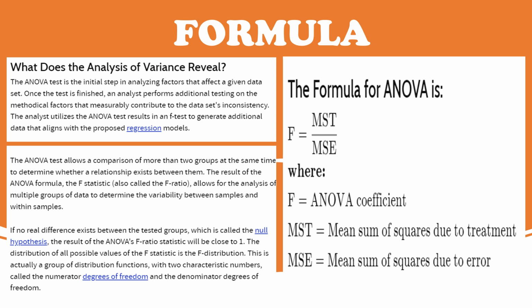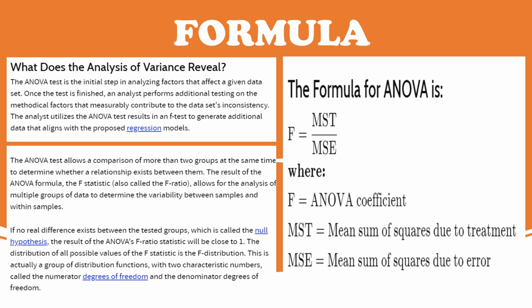The ANOVA test allows the comparison of more than two groups at the same time to determine whether a relationship exists between them. The result of the ANOVA formula, the F statistic, also called the F ratio, allows the analysis of multiple groups of data to determine the variability between samples and within samples. So, the ANOVA test will help you find differences between two variables, that's one variable to another.